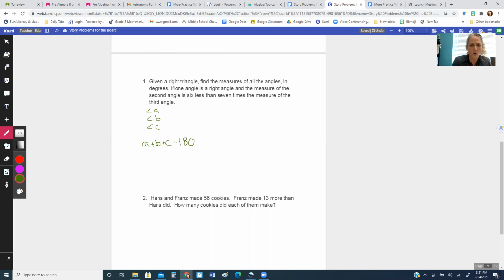Okay. One of them is a right angle. So I'm going to say that A is 90 degrees. Okay. So I know that A is 90 degrees. So I'm going to say 90 plus. Now I'm going to find out some information about B and C. So I'm not going to write them yet, but I know that A is 90. Okay. One is a right angle. Got that. The measure of the second angle, so that's B, is.